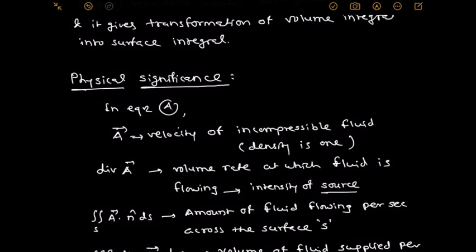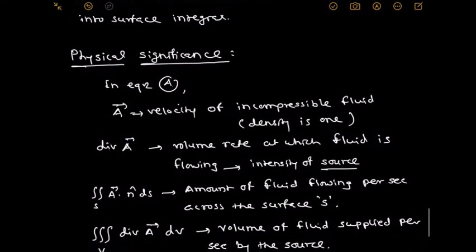Hence the surface integral of vector A dot unit vector n ds represents the amount of fluid flowing per second across the surface. And the volume integral of the divergence of the vector point function A over the volume dV represents the volume of fluid supplied per second by the source. So the fluid flowing per second across the surface transforms into the total volume of fluid supplied per second by the source, and that gives its physical significance.